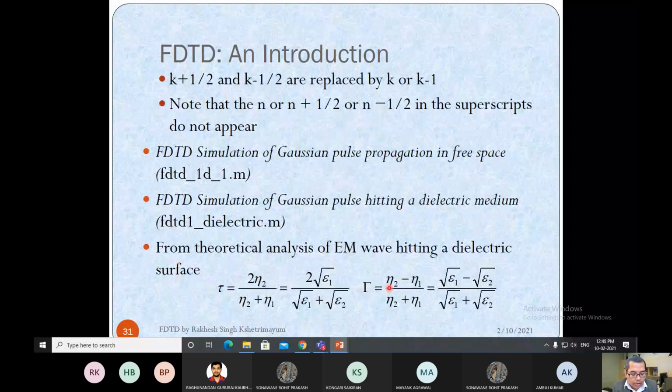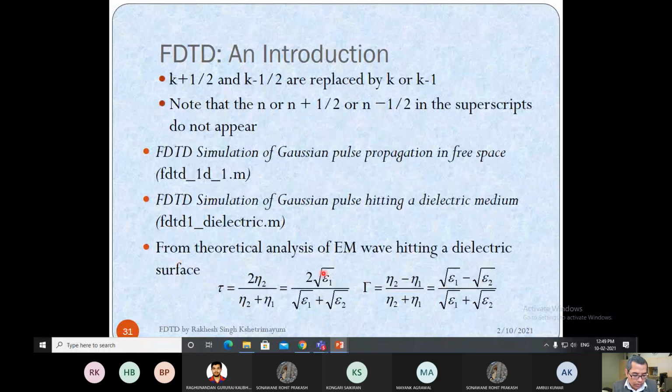The reflection coefficient is defined as gamma equals (eta 2 minus eta 1) divided by (eta 2 plus eta 1). Eta 2 and eta 1 are the wave impedances for region 2 and region 1. I want to find the reflection at the interface between medium 1 and medium 2. If you consider this a dielectric medium, then you can simplify it, because mu is the same and eta is square root of mu by epsilon. So it becomes (square root of epsilon 1 minus square root of epsilon 2) divided by (square root of epsilon 1 plus square root of epsilon 2). Once I have gamma, I can find tau.